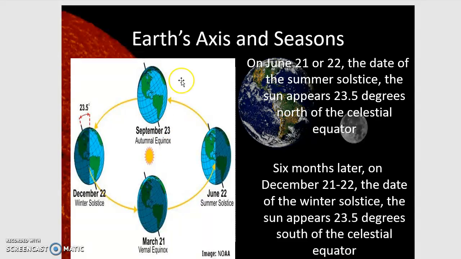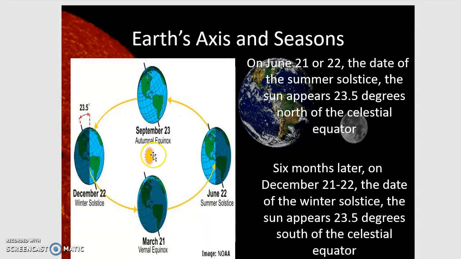Obviously, the equinoxes are kind of intermediate seasons. Equinox in Latin stands for equal night. So at those 2 positions, every location on Earth will have 12 hours of daylight and 12 hours of night. So that is where we get the word equinox from.